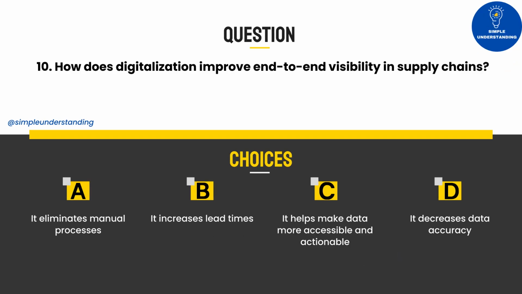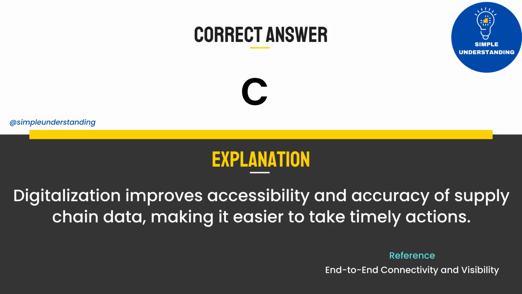10. How does digitalization improve end-to-end visibility in supply chains? A. It eliminates manual processes. B. It increases lead times. C. It helps make data more accessible and actionable. D. It decreases data accuracy. Correct answer: C. Explanation: Digitalization improves accessibility and accuracy of supply chain data, making it easier to take timely actions.